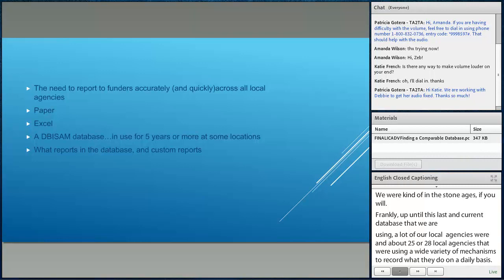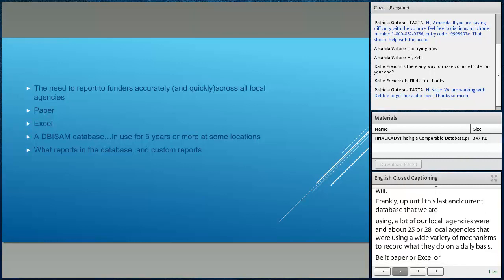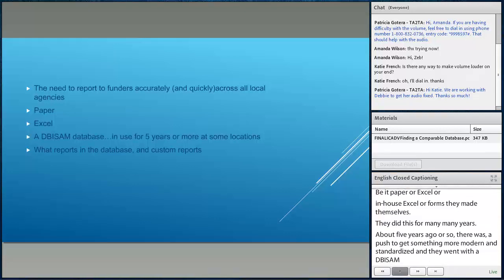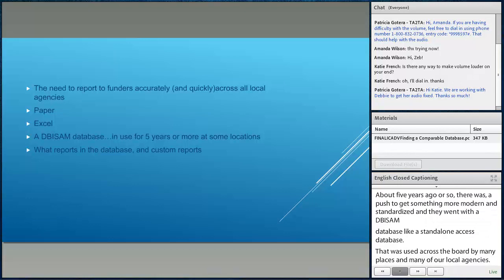About 5 years ago or so, there was a push to get something more modern, more standardized, if you will. And they went with a DBI-SAM database, very much like a standalone Excel, or excuse me, Access database that was used across the board by many of our local agencies. And that worked for a while until reports started coming.